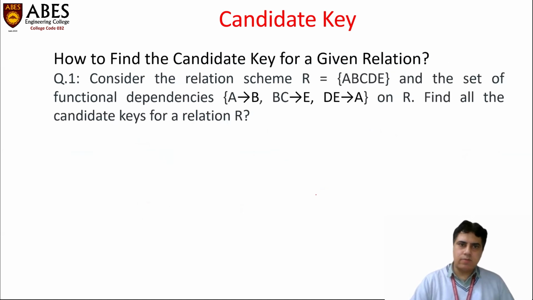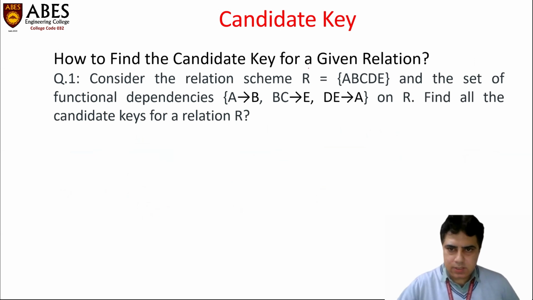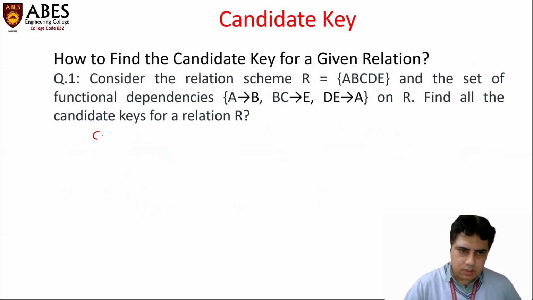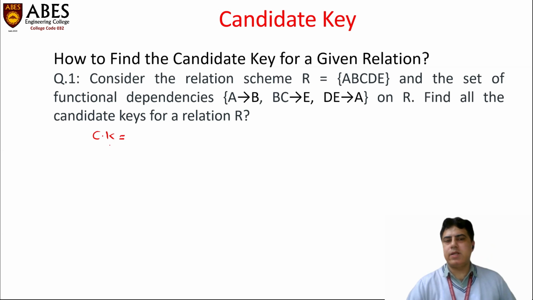Now let us take one more example. There is a relation R. Attributes are A, B, C, D, E. The given functional dependencies are A determine B, BC determine E, D determine A. We have to find out the candidate key.